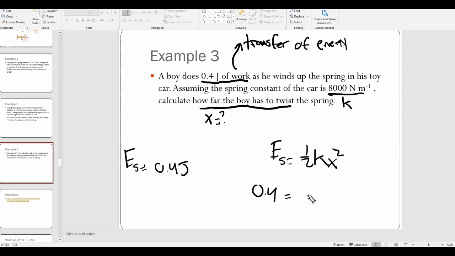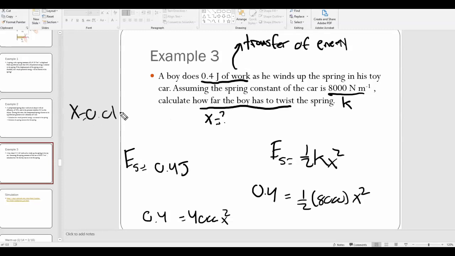Okay, so you should get 0.4 equals 1/2 times 8,000 times x squared. That should give you 0.4 equals 4,000 x squared. Divide both sides by 4,000 and take the square root. I'm going to do 0.4 divided by 4,000, square root in my calculator, and I get x equals 0.01 meters. Okay, so that is example 3.